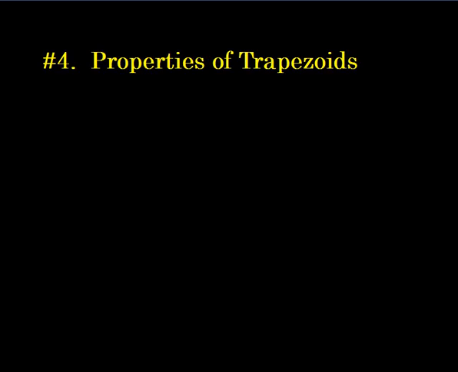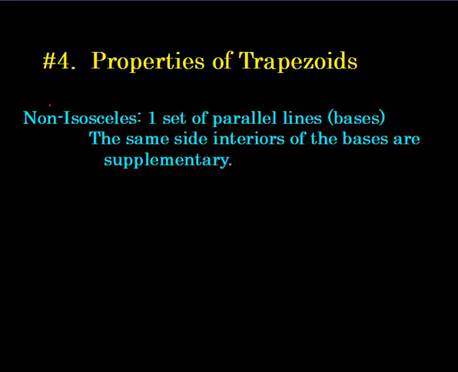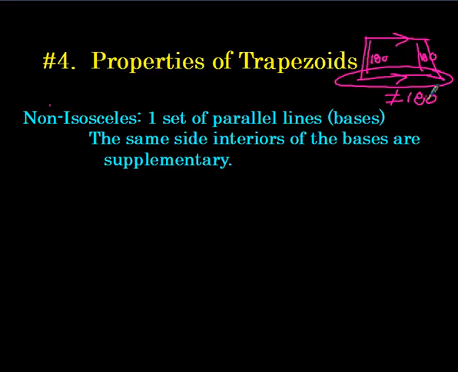Okay, moving on. Properties of trapezoids. If you recall, there are 2 types of trapezoids. There's non-isosceles trapezoids, and then there's isosceles trapezoids. A non-isosceles trapezoid has 1 set of parallel lines. That's called the base, or the bases. And then the same side interiors of the bases are supplementary. So what that looks like is if I drew something like this, and these are my bases, that means that these 2 angles here add up to 180, and these 2 add up to equal 180. These 2 angles do not equal 180. So it's only the ones that are on the bases.